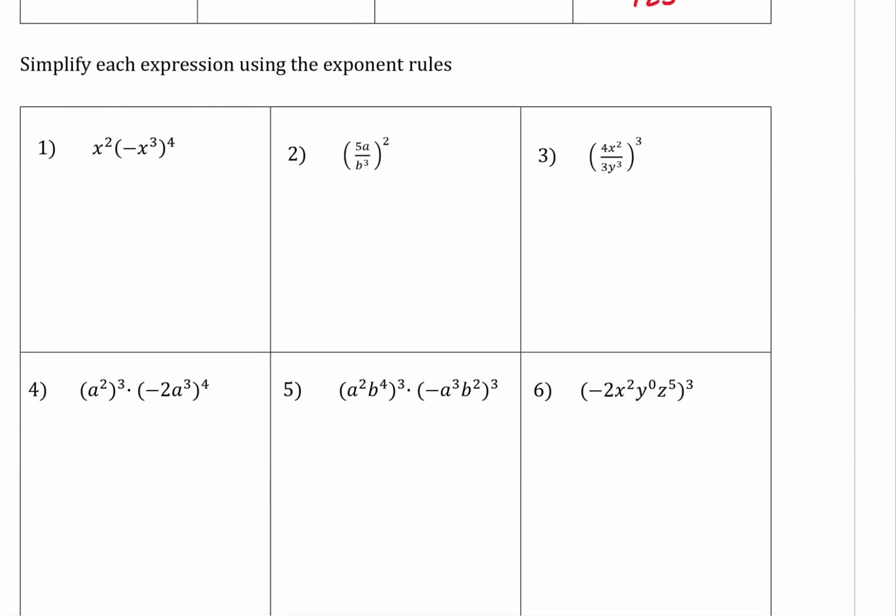Simplify each expression using exponent rules. I would encourage you to turn off the video and see how far you can go without my help, and then turn it back on and see how you did.